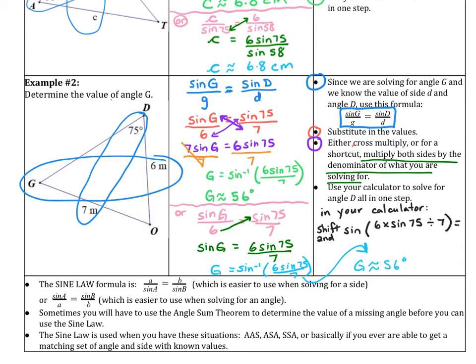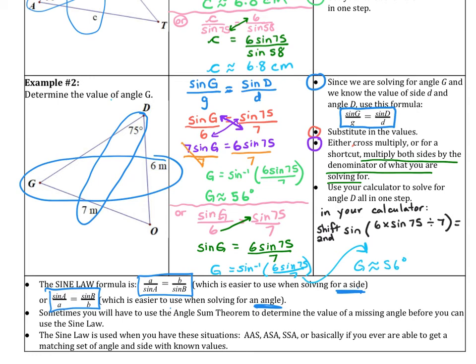And like I said before, you don't need to do both of these solutions. Just do one of them. Do a full cross multiply or a half cross multiply. Just want to remind you though, if you are solving for a side, you want to use this formula. If you are solving for an angle, you want to use this formula.